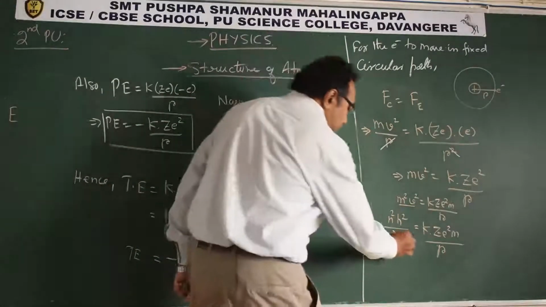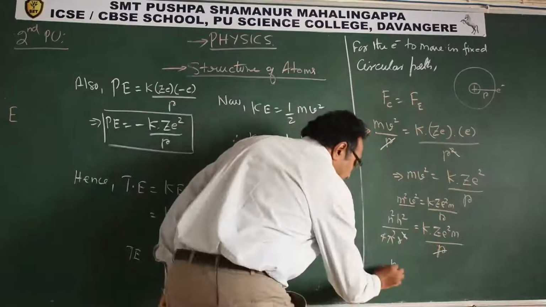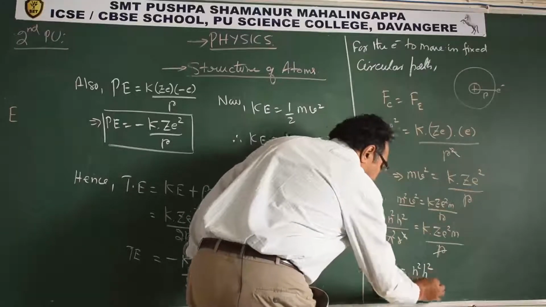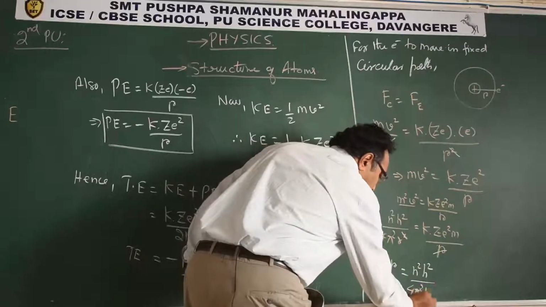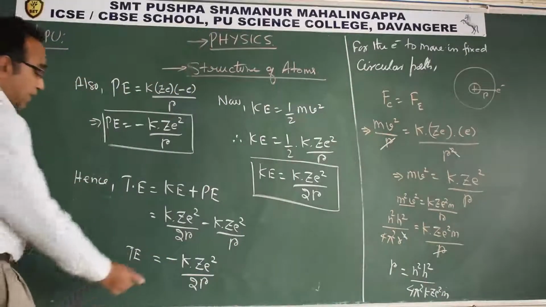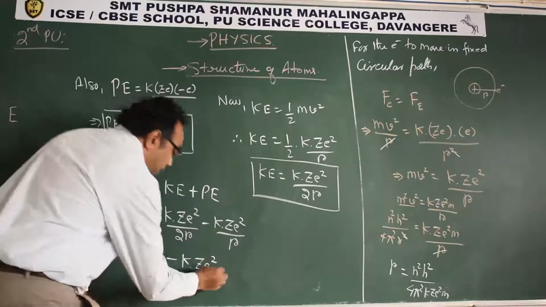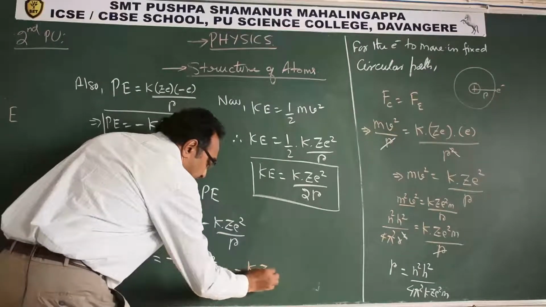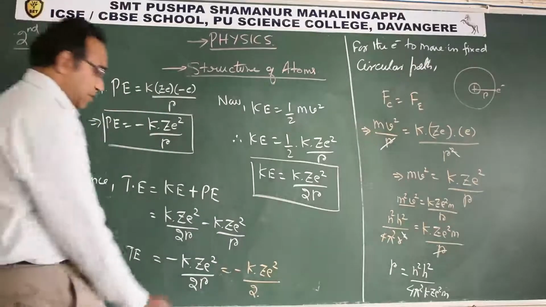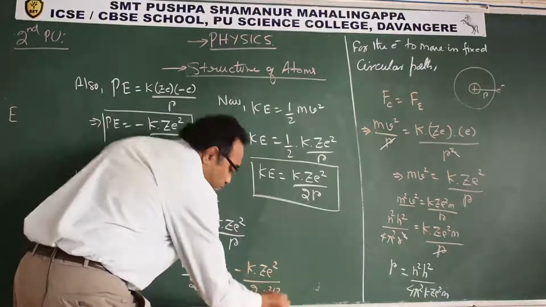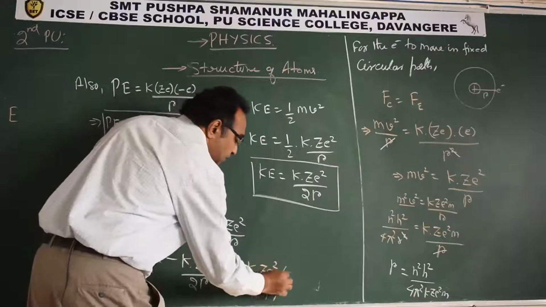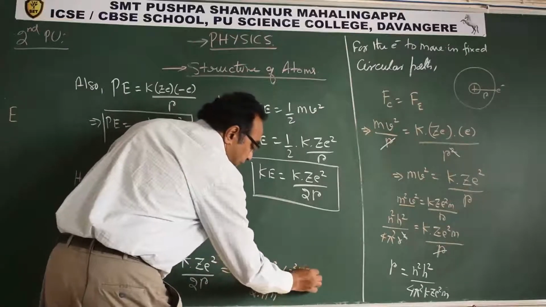So what we have now? One r here cancels out. So what we get r as? r is equal to n square h square upon 4 pi square k Z e square m. This is what we got for r. Substitute here r. So that will come out as minus k Z e square by 2. Correct? And r is what? n square h square, right? And then 4 pi square k Z e square m.